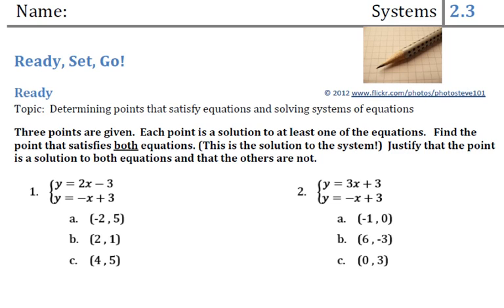Here we go with Systems 2.3. So the first one's determining points that satisfy equations and solve systems of equations. 3 points are given. Each point is a solution to at least one of the equations. Find the point that satisfies both equations. This is a solution to the system. Justify that point is a solution to both equations and the others are not.